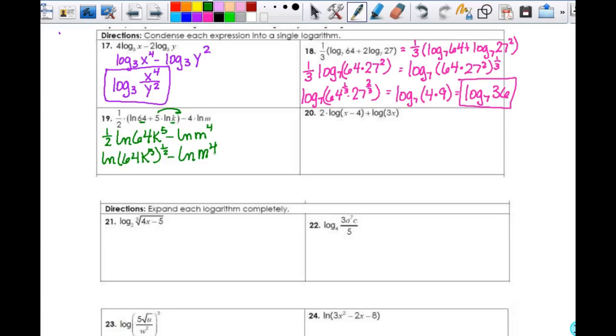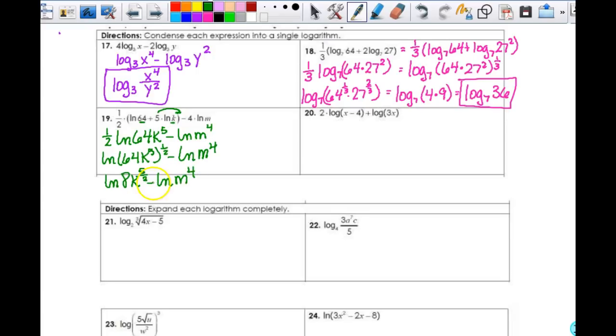So when I distribute that 1/2 power to both of these, that means I'm going to take the square root of 64. So let me get the natural log of 8. I don't need parentheses there anymore. Natural log of 8 times k to the 5/2 power minus the natural log of m to the 4th.